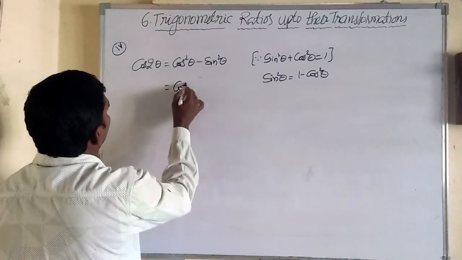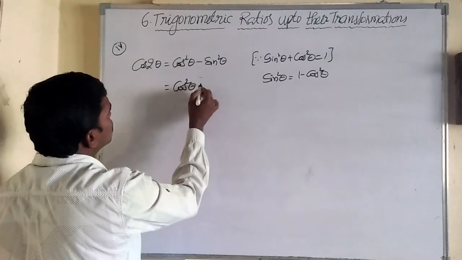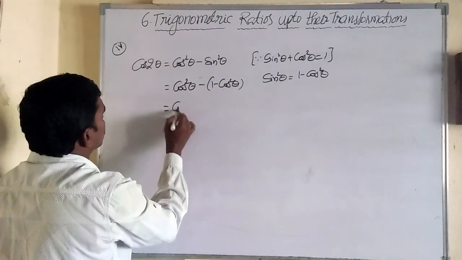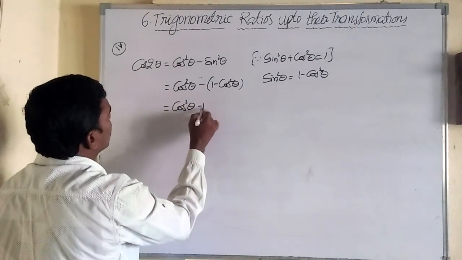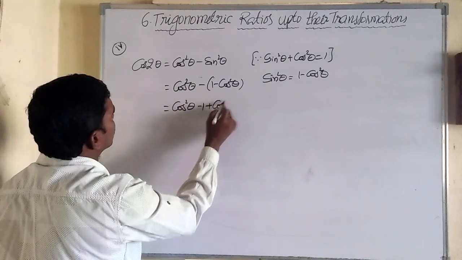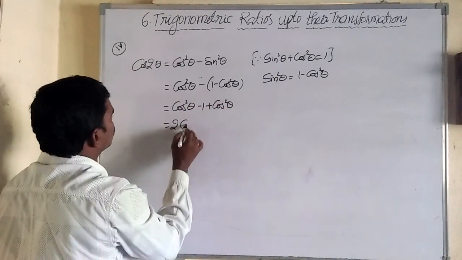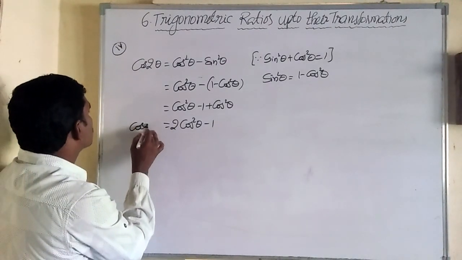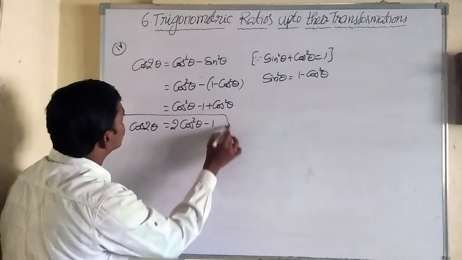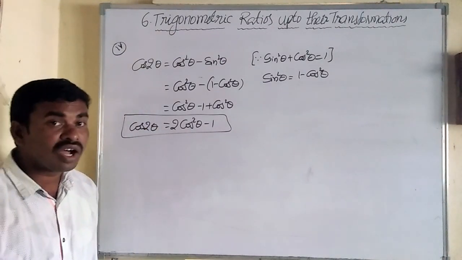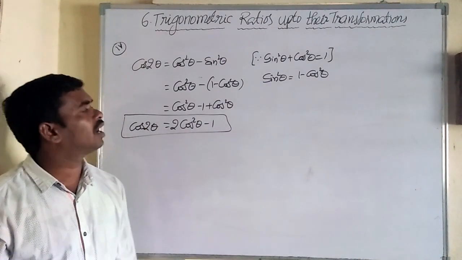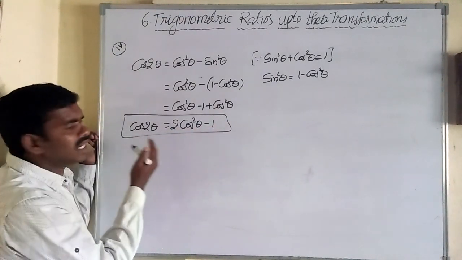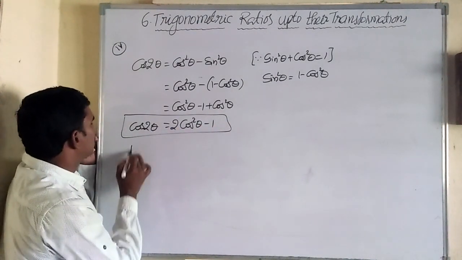So cos 2 theta equals cos square theta minus, for sin square, 1 minus cos square theta. Minus into minus becomes plus cos square theta, so we can write 2 cos square theta minus 1. So cos 2 theta equals 2 cos square theta minus 1, which is also a formula. And next, bring the minus 1 to the left side, it becomes plus 1.